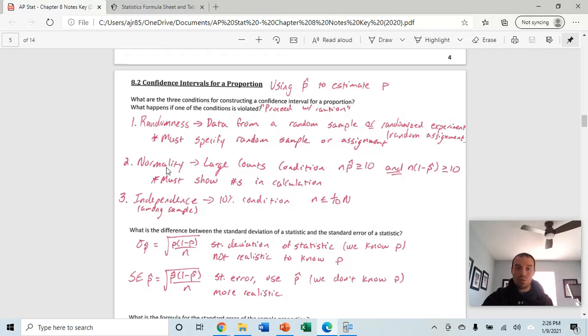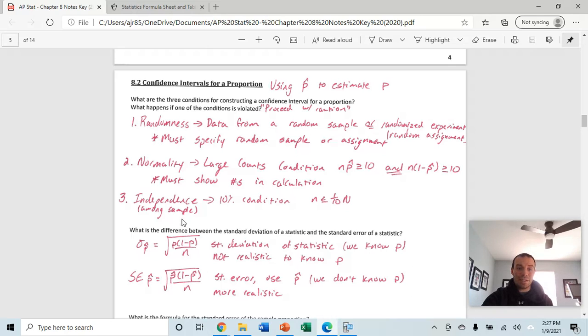Our second condition, which you hopefully remember, is our large counts condition, which tells us that the sampling distribution is approximately normal. Our large counts or normality condition for proportion problems is n times p hat is greater than or equal to 10, and n times 1 minus p hat is greater than or equal to 10. Notice that we're using a p hat value here as opposed to p, which we might have used in the previous chapter, because we don't know what p is. We're trying to estimate p, so we have to use p hat. As usual, we have to show these values in our calculations and actually show that work.